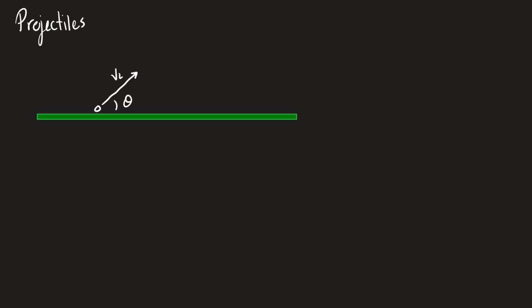But let's just say we're going to launch something at an angle with an initial velocity of VL for the launch velocity. Okay? I want to find out where it lands. But I'm not going to give you any numbers. I want to see if we can come up with a generalized relationship for where this lands.